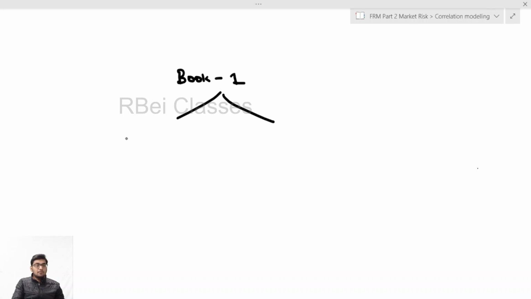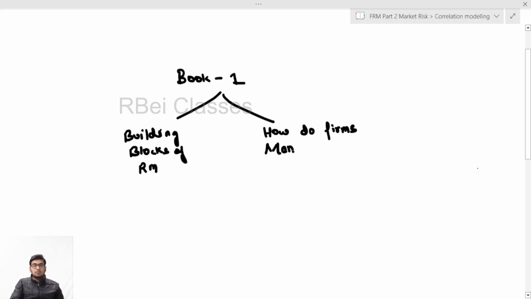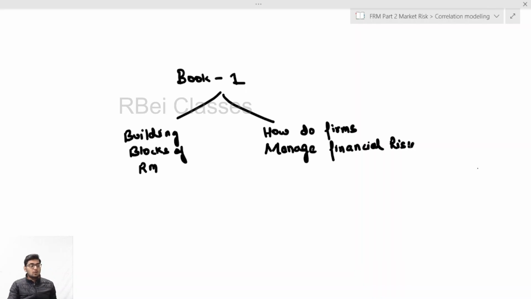Number 1 is the building blocks of risk management. And the second topic is how do firms manage financial risk. These are the first two topics as per the Garp Institute in Book 1, that is in the Foundation.